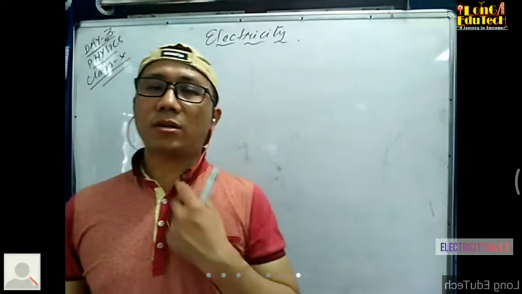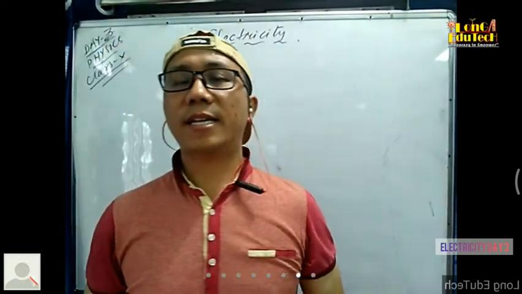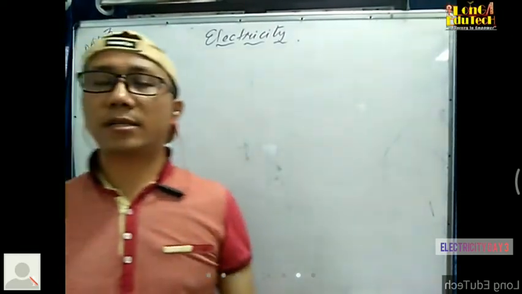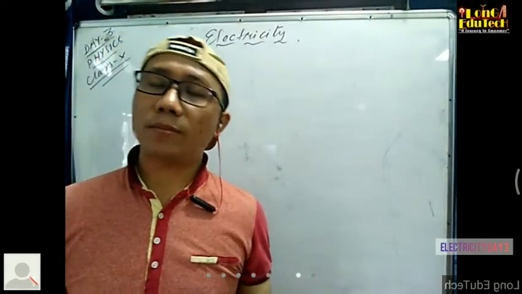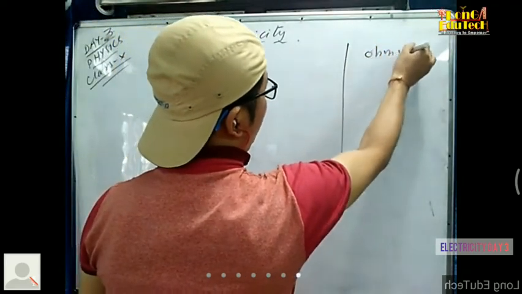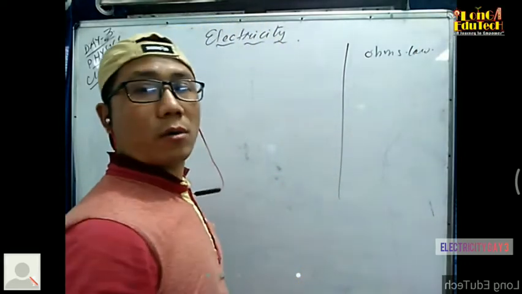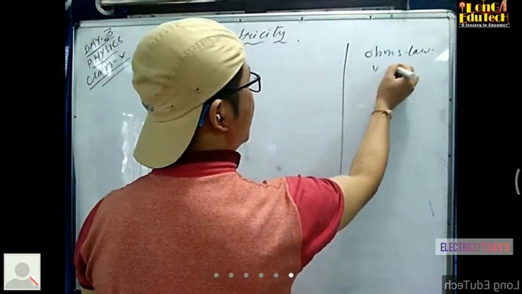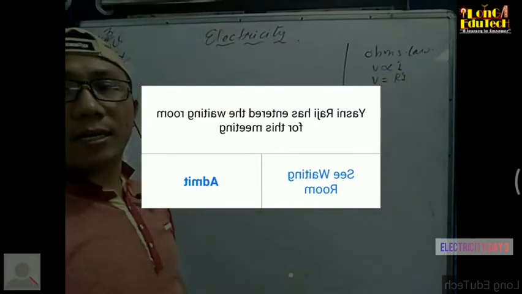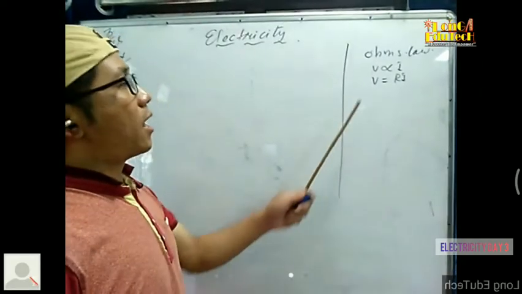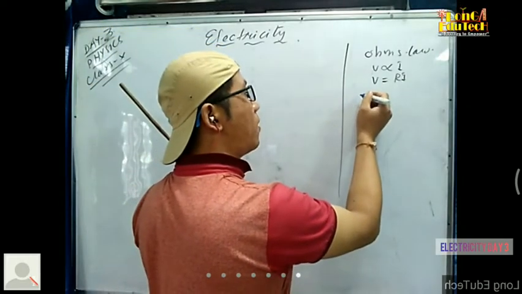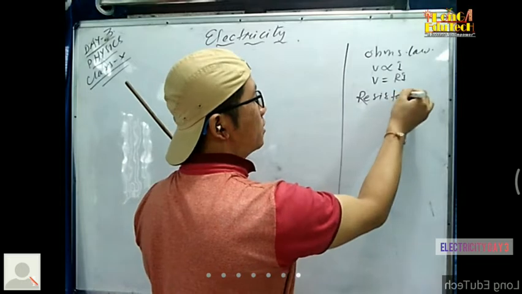Okay, welcome students. So in day 3 of our chapter, that is electricity. Previously we already learned about Ohm's law, and from Ohm's law we know that V is directly proportional to the current, and V is equal to RI, where R is the constant. We already know that it is called the resistance.